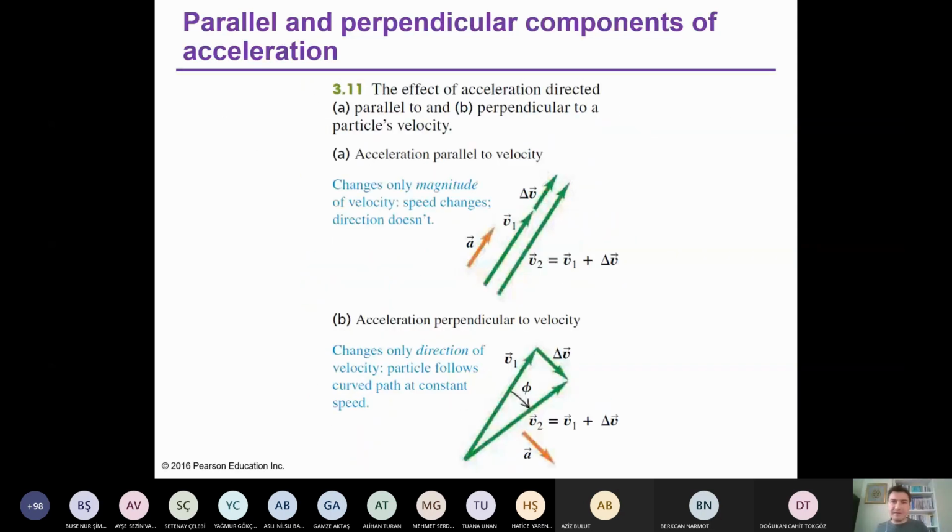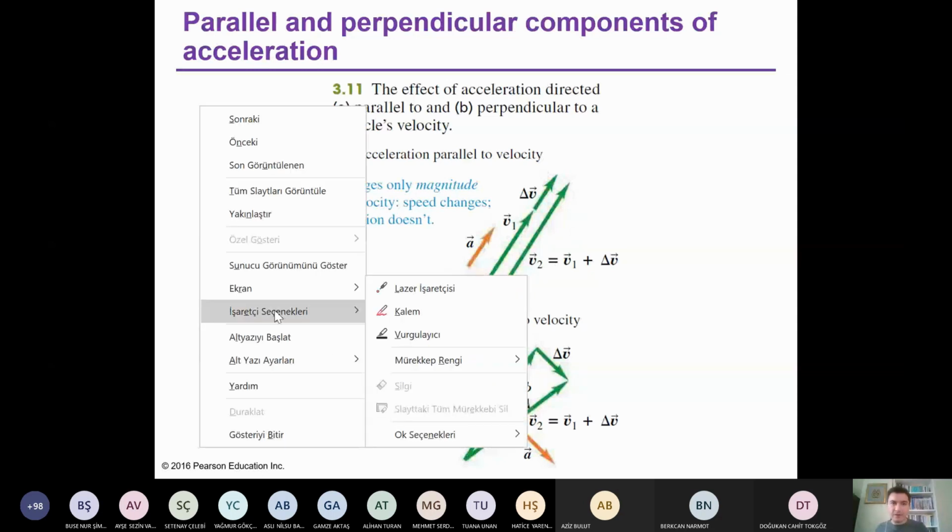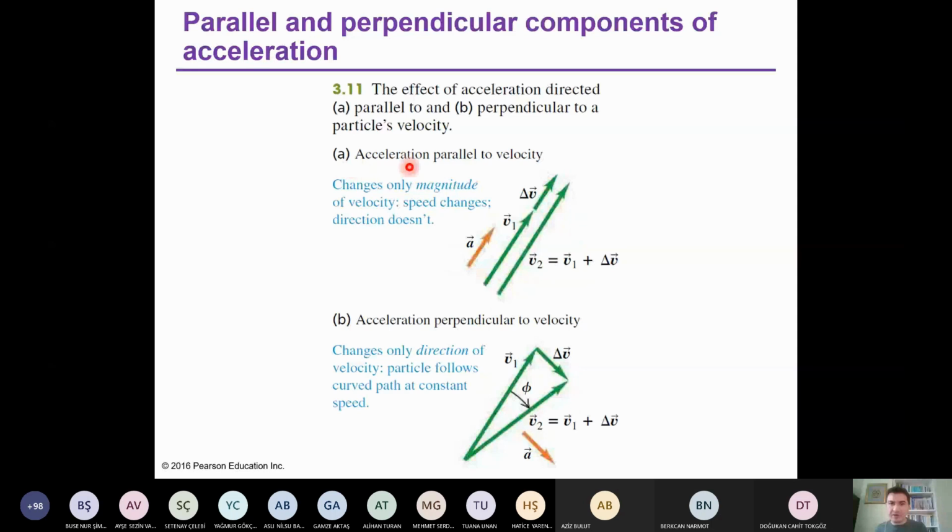Then let's discuss the two different situations. Here, acceleration parallel to the velocity. So what we have here, this is v1, the initial velocity. This is v2, the final velocity. And what do you see here? The direction of v1 and the direction of v2 are the same, but v2 has a bigger magnitude. Then we have delta v here, and acceleration is along delta v. So acceleration parallel to the velocity changes only the magnitude of velocity. Speed changes, direction does not, okay?